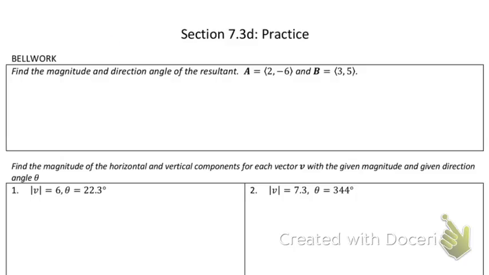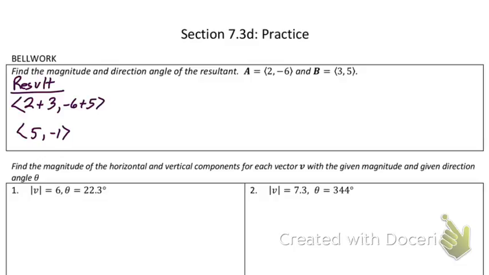So let's do our resultant first. Our resultant would be our x values added, so that's 2 plus 3, comma, negative 6, plus 5. Well, that resultant is just going to be 5, comma, negative 1.